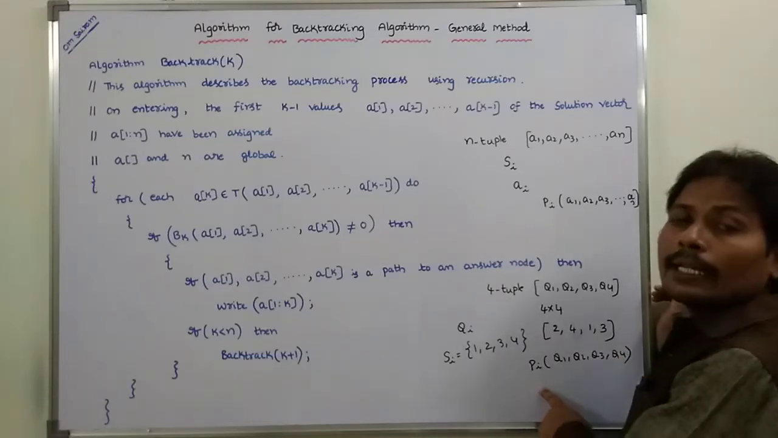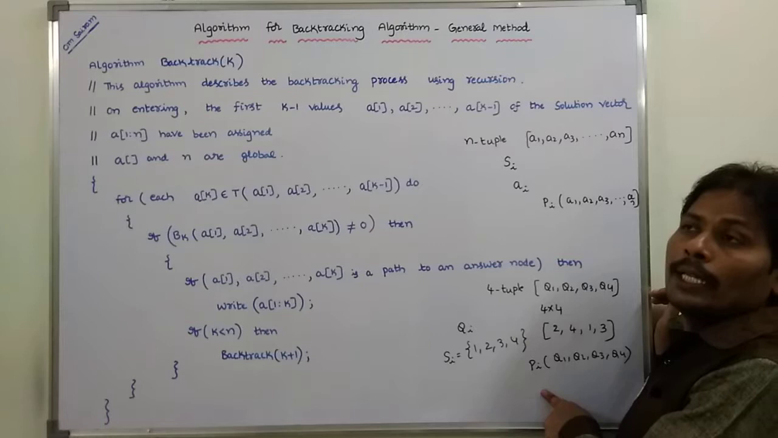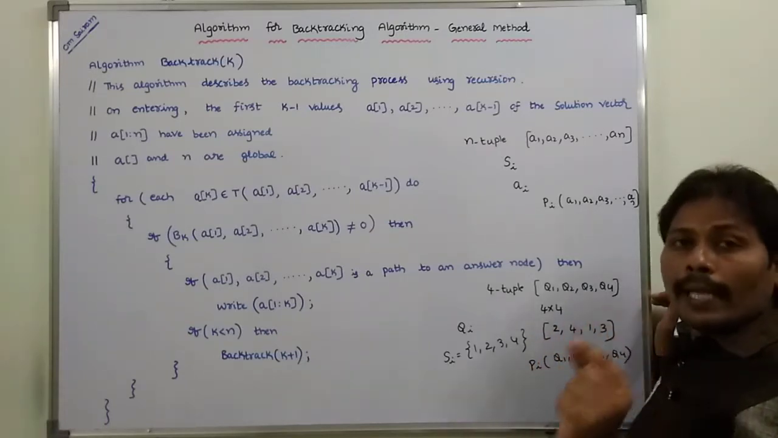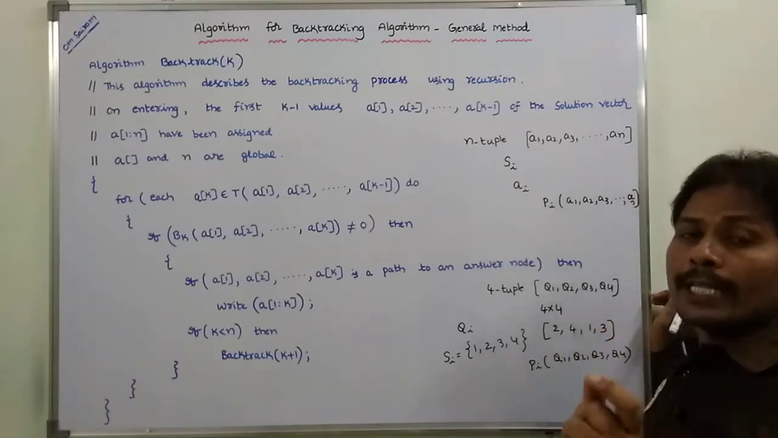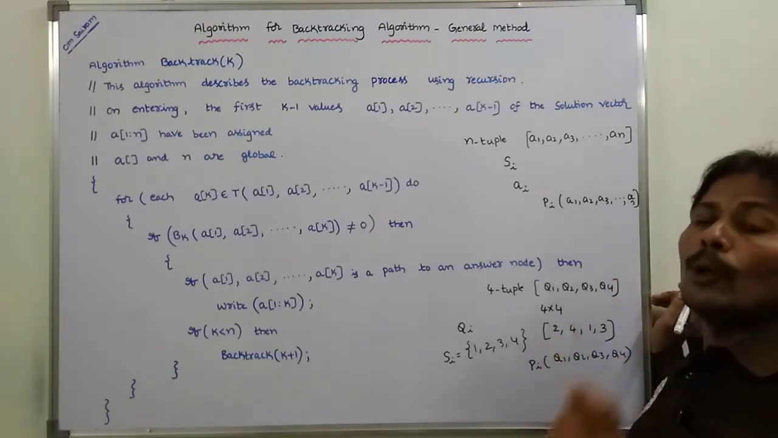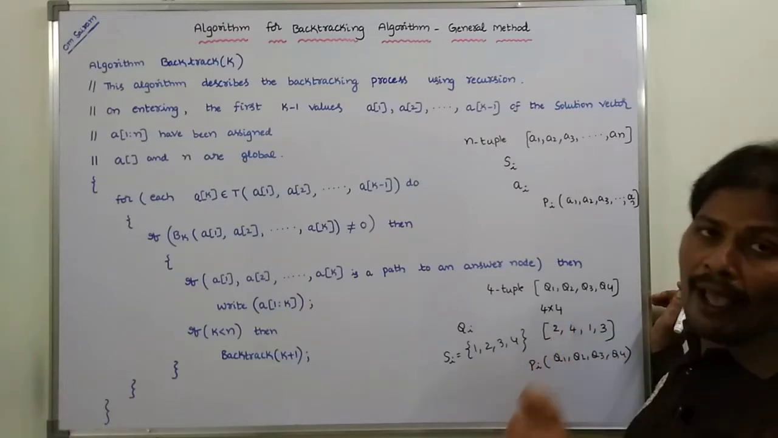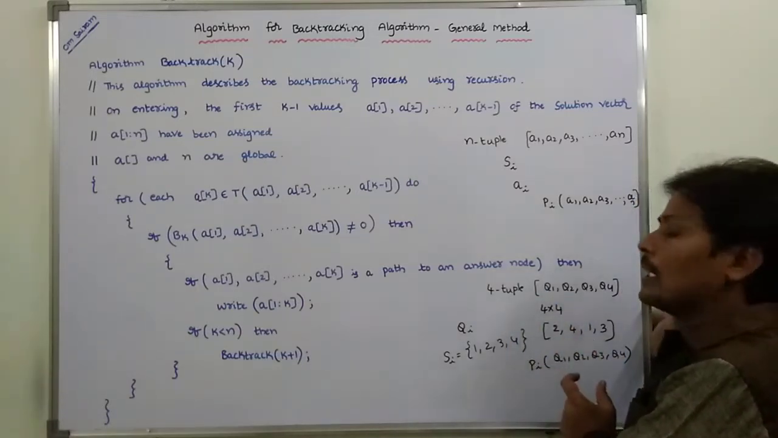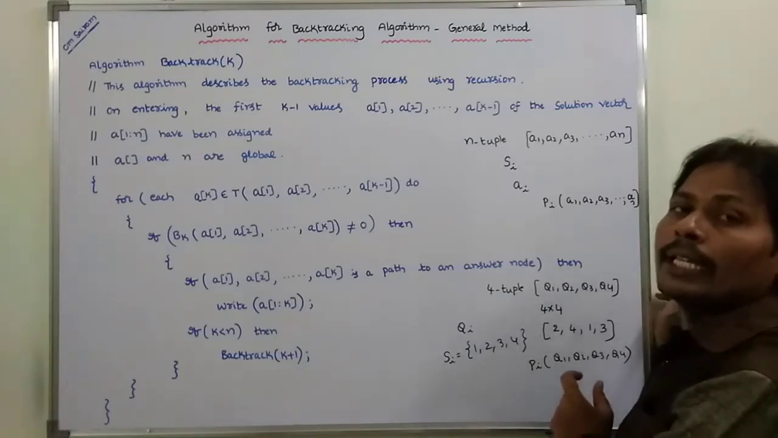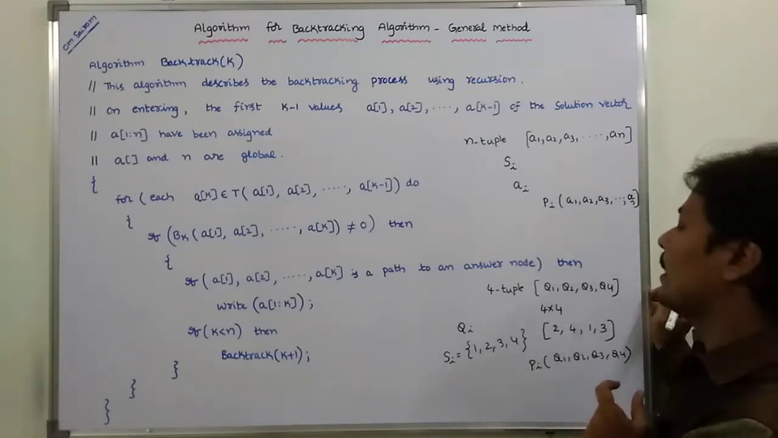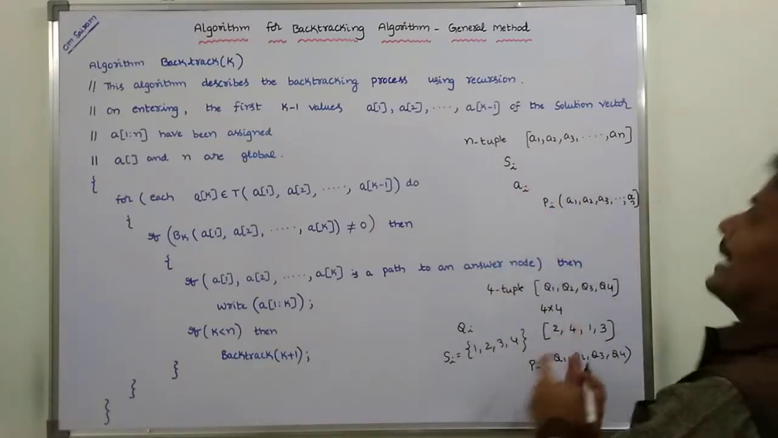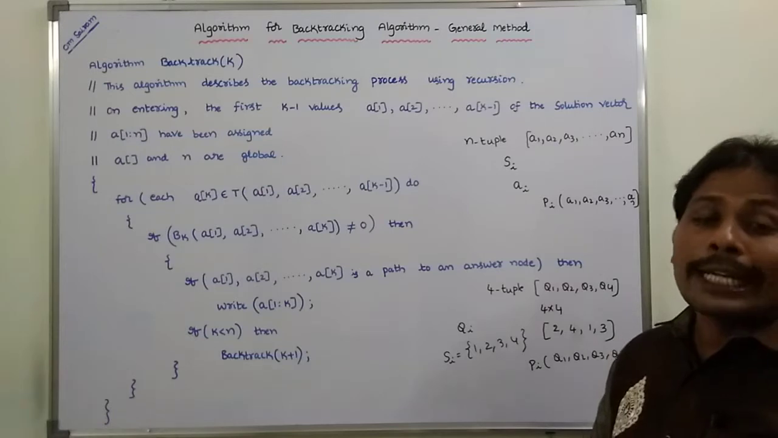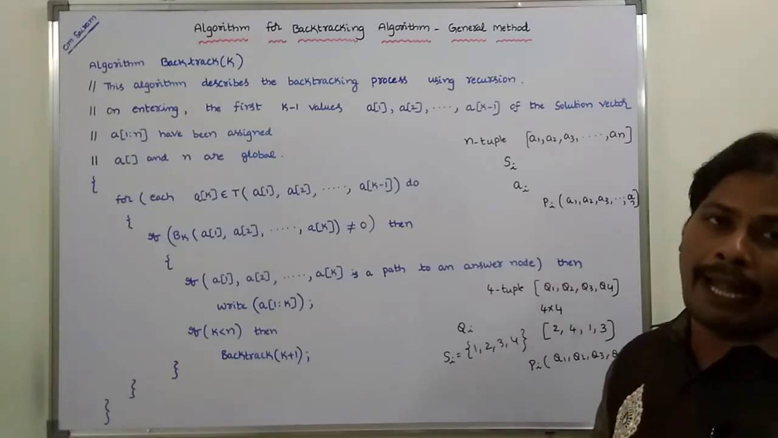Here, what is the criteria function? No two queens are on the same column, no two queens are on the same row, and no two queens are on the same diagonal. These are the criteria, and each and every queen must follow them. These are the basics for going to the recursive algorithm for backtracking.